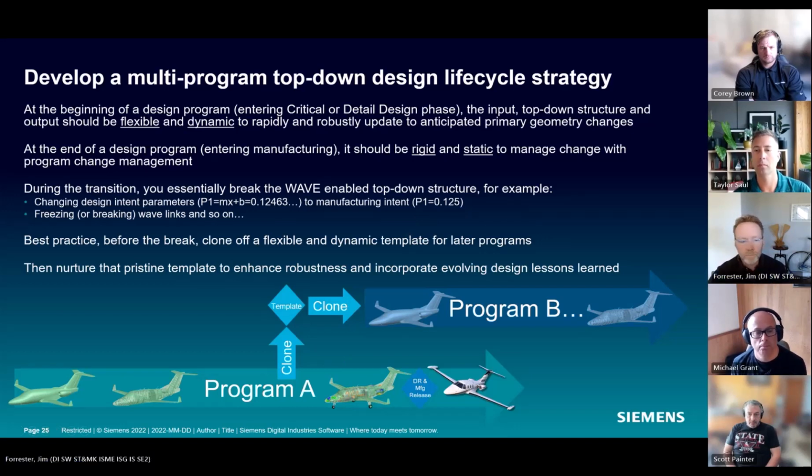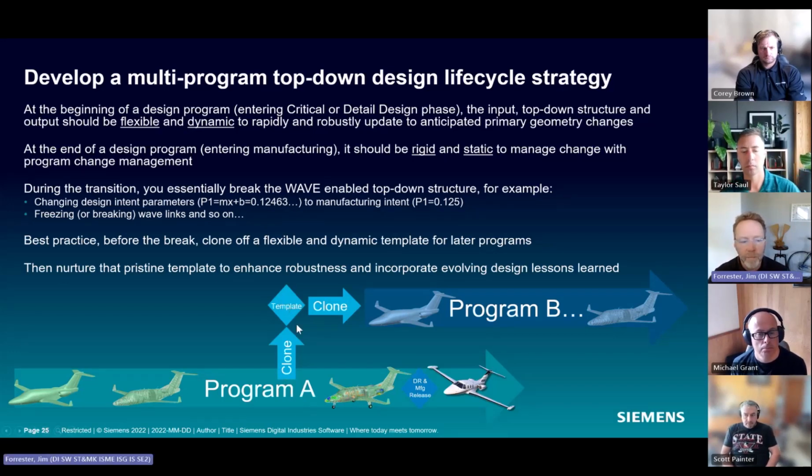It's no longer going to morph. It's fixed. So before you start doing that, clone off a copy, make a template of it, nurture that, improve it. Then you can use it to clone off to a program B, where you have a new primary geometry, and all this downstream stuff will pretty much robustly survive. Some things might fail, but it's pretty robust. All that makes sense? Yep.